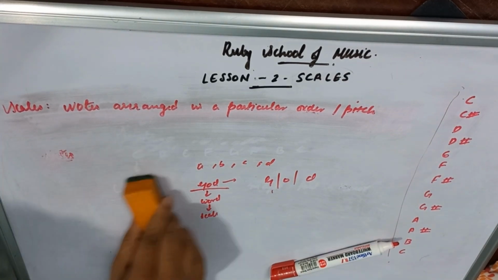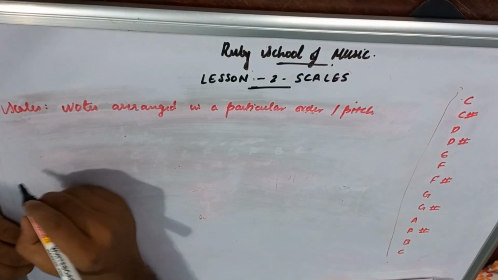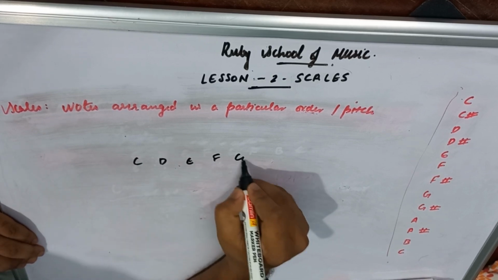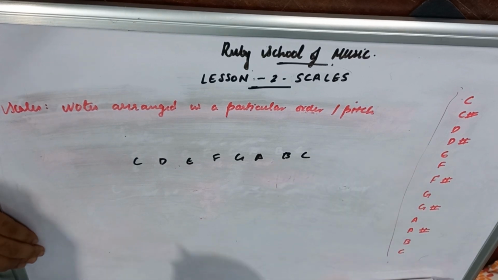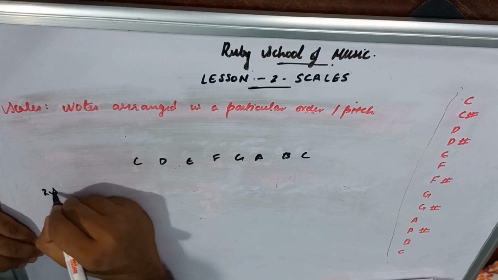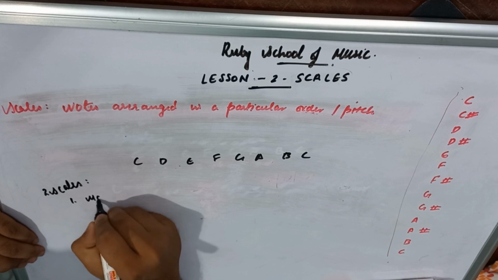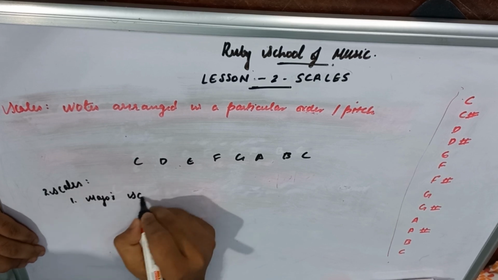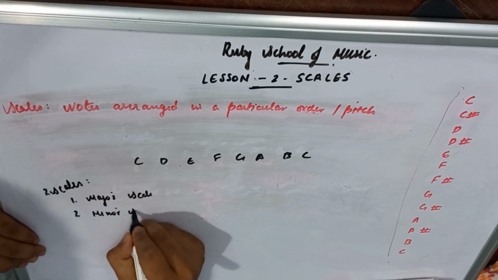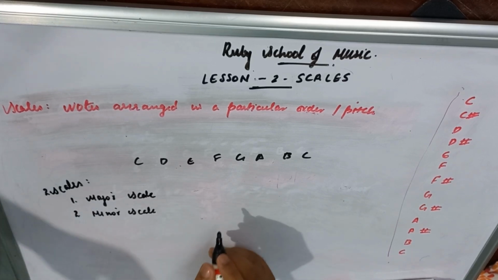Now, what are the different types of scales? Not in guitar, in music theory. So we know about the main notes, that is C, D, E, F, G, A, B, C. There are mainly two types of scales. One is called a major scale. The second is called a minor scale. Now, what is a major scale and what is a minor scale?